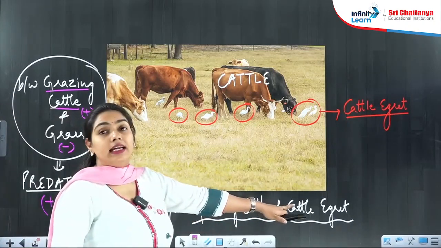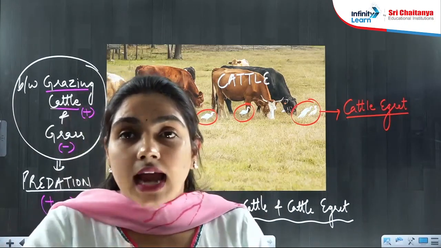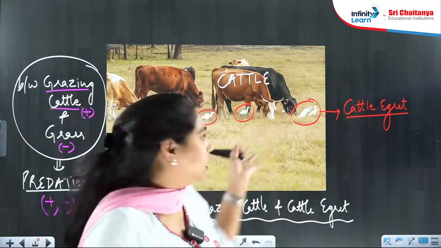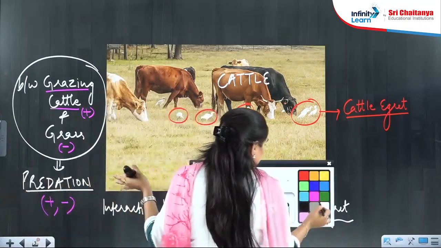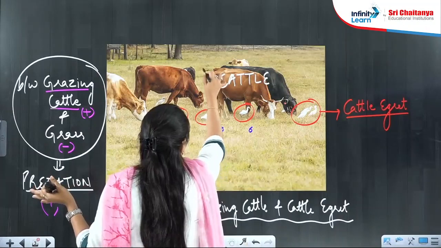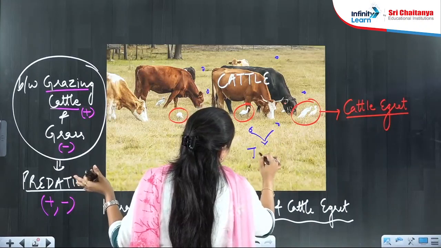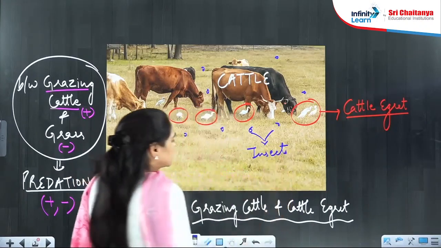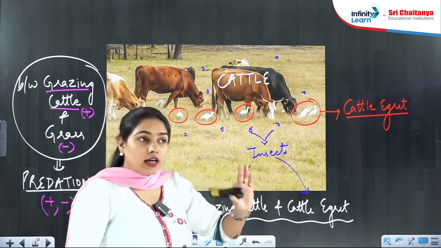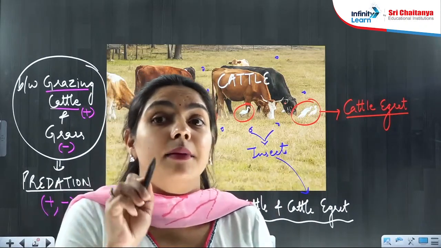Now, grazing cattle and cattle egret, beta. When cattle are grazing in the grass, some small insects are coming out from the grass. And this cattle egret is eating the insects. So grazing cattle here is not getting anything, but the cattle egret is getting the benefit.